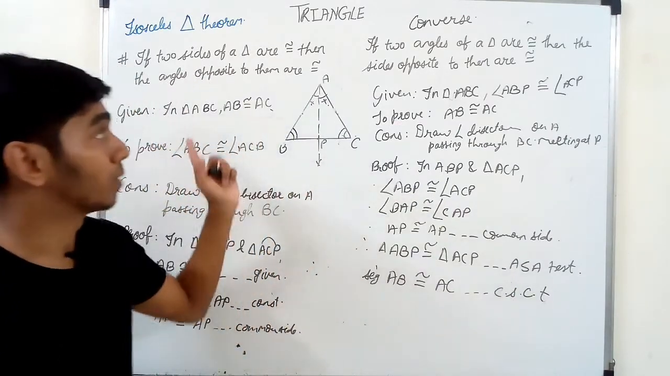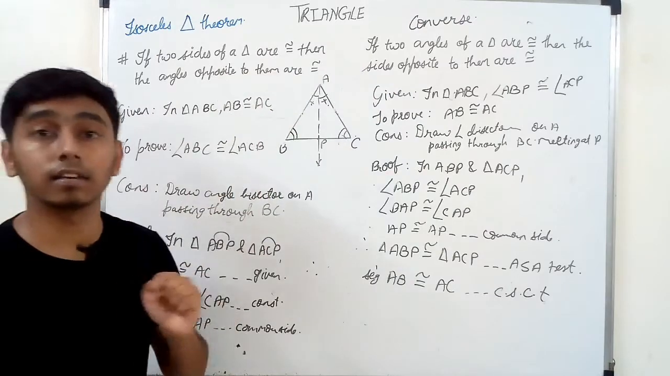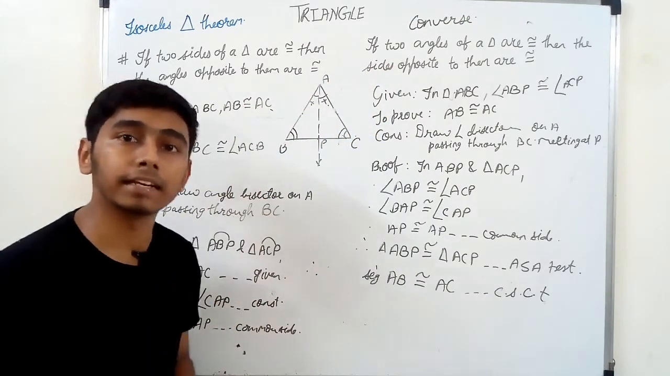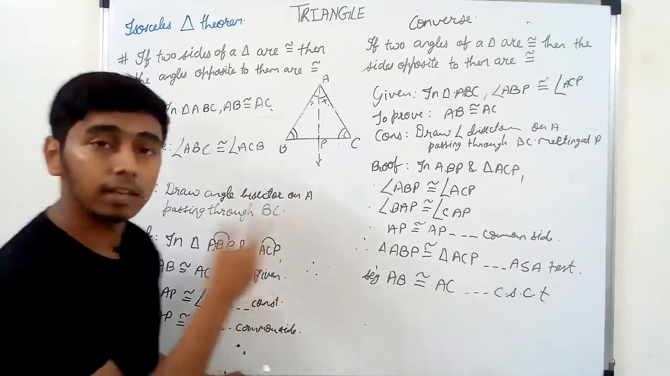Okay, so I hope you have understood the isosceles triangle theorem and its converse. Now we'll take the 30, 60, 90 degree triangle theorem. Okay, let's see how it's done.